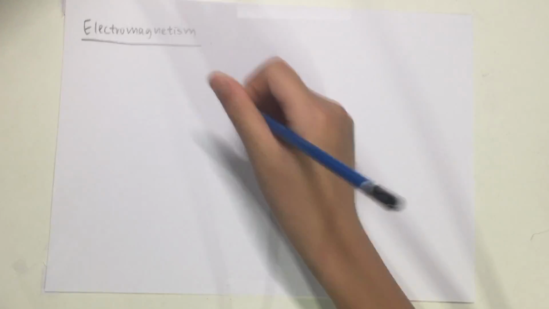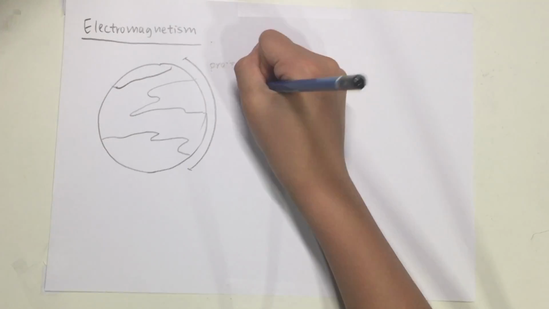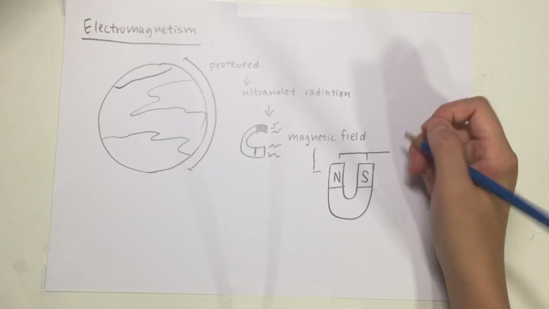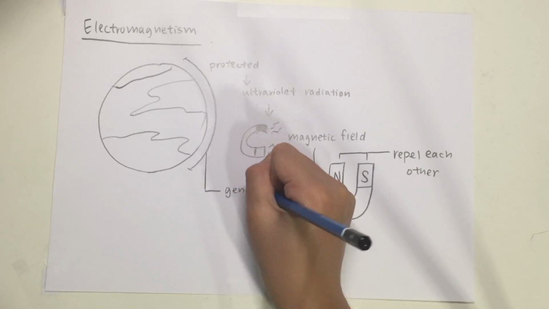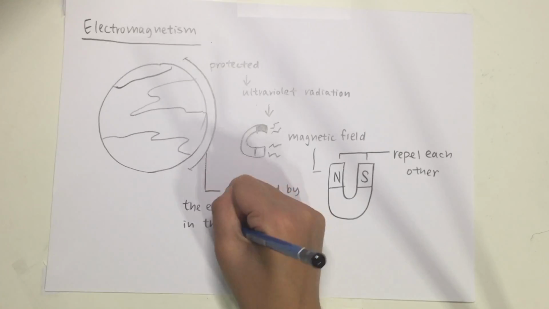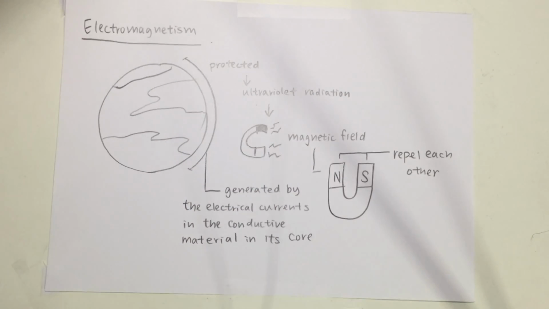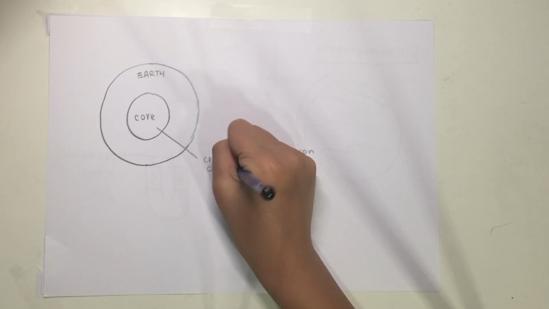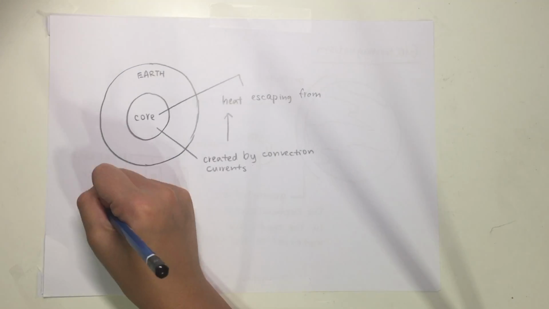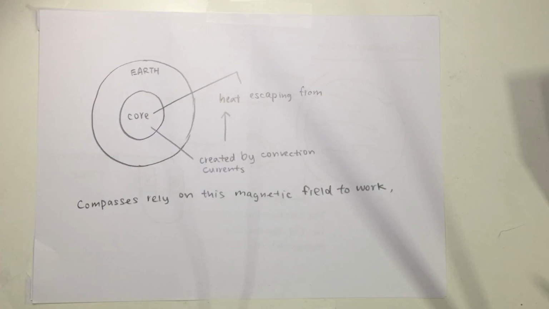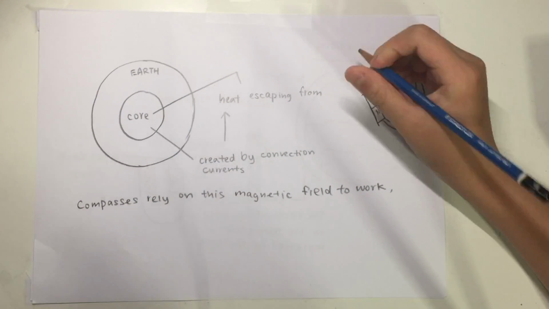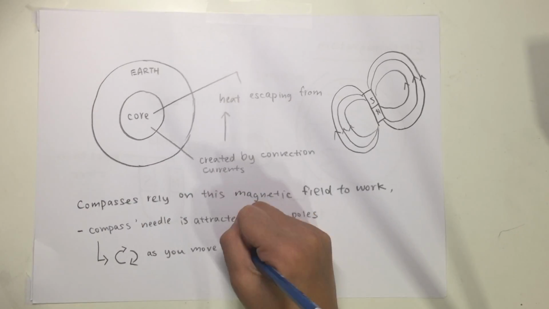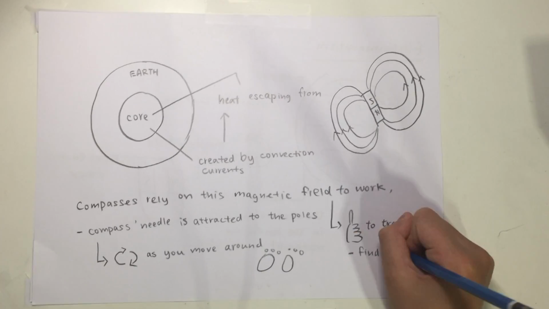Our Earth is protected from ultraviolet radiation by our magnetic field. In this magnetic field, there is a north magnetic pole and a south magnetic pole. These two poles attract each other. Earth's magnetic field is generated by the electrical currents in the conductive material in its core, which is created by convection currents due to heat escaping from the core. Compasses rely on this magnetic field to work. The compass needle is attracted to the poles, which will turn as you move around.